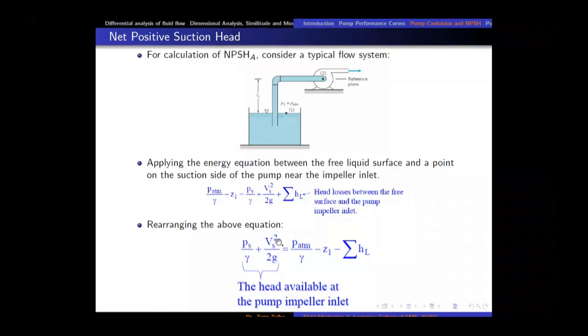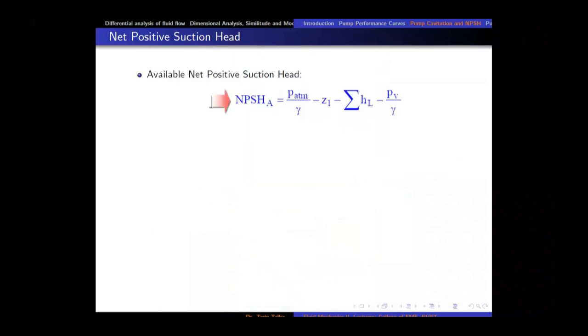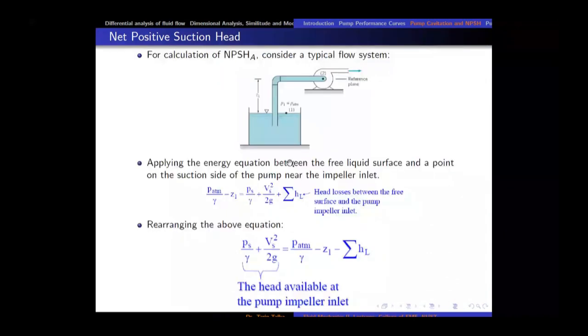Now, because we have to subtract PV upon gamma, we do it on the left hand side as well as on the right hand side. The left hand side would become equal to the net positive suction head available, right? And the right hand side would be like this.